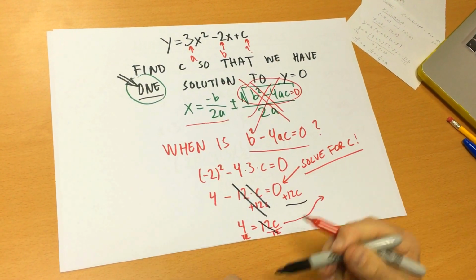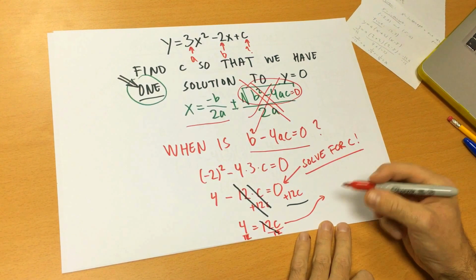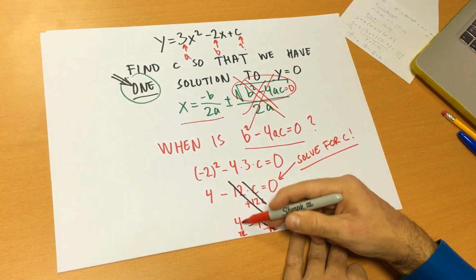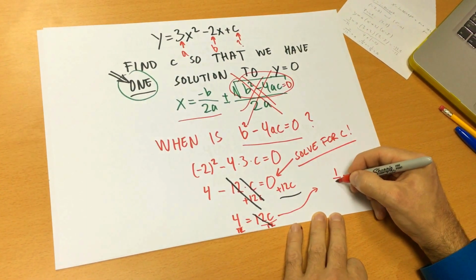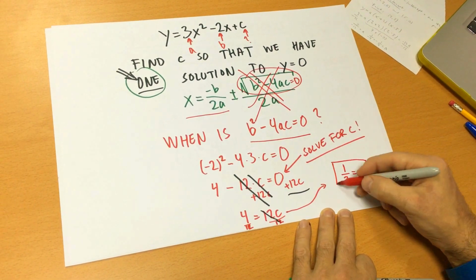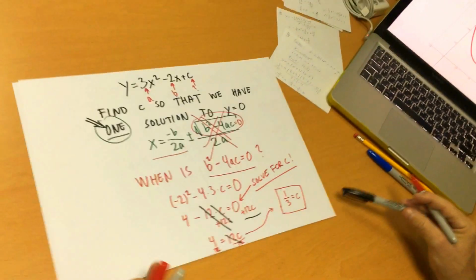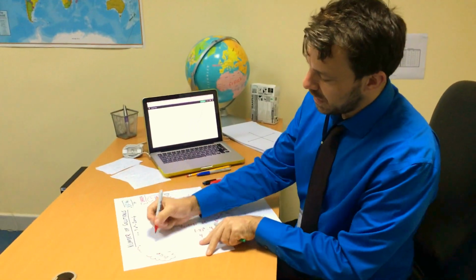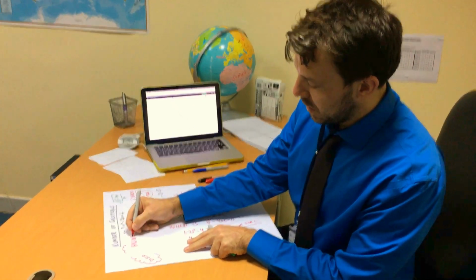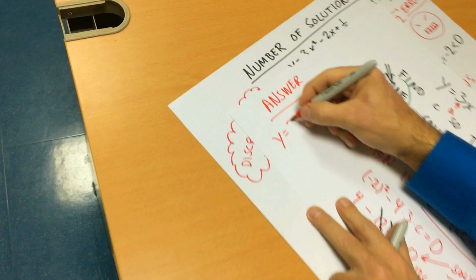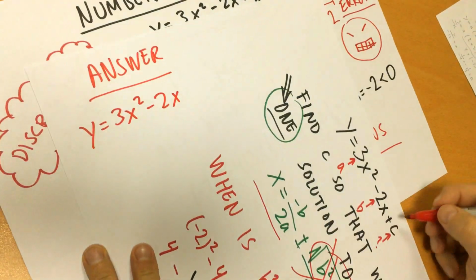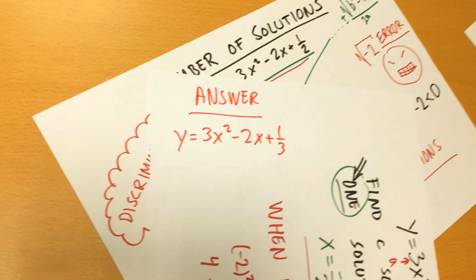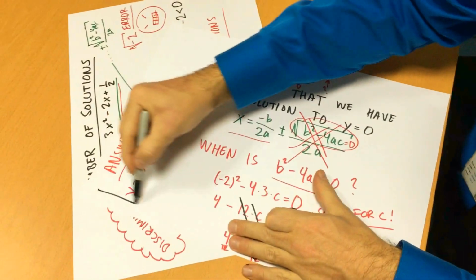I want c alone on one side of the equality sign and not anything else. So c here, but I have 4 divided by 12. 12 is 4 times 3, so the two 4s upstairs and downstairs would cancel out. I have 1 over 3 left. Please do this carefully. If you are checking the numbers yourself, you should get c is equal to 1 over 3. So the answer is y equal to 3x squared minus 2x plus c, c is equal to a third, so plus a third. This is my answer for when I only have one solution.